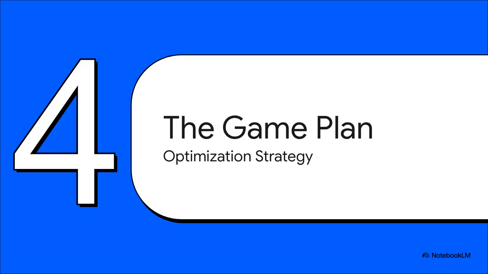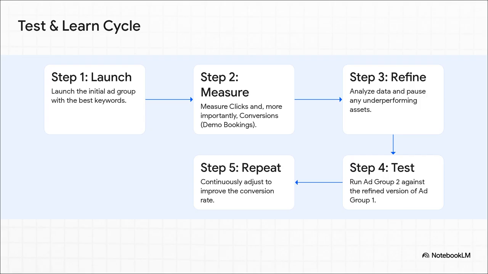Let's talk about the game plan, because this is where so many campaigns fail. It's really tempting to think the work is done after you hit launch. But for professionals, that's when the real work actually begins. A cycle of constant testing, learning, and optimizing. So here's how that cycle works. They launch ad group 1 and just let the data come in, measuring clicks, but really focusing on conversions, those demo bookings. They'll quickly pause anything that isn't working. Then they launch ad group 2 to compete against the now refined version of ad group 1. It creates this continuous loop. You test, you learn, you refine, and you repeat.